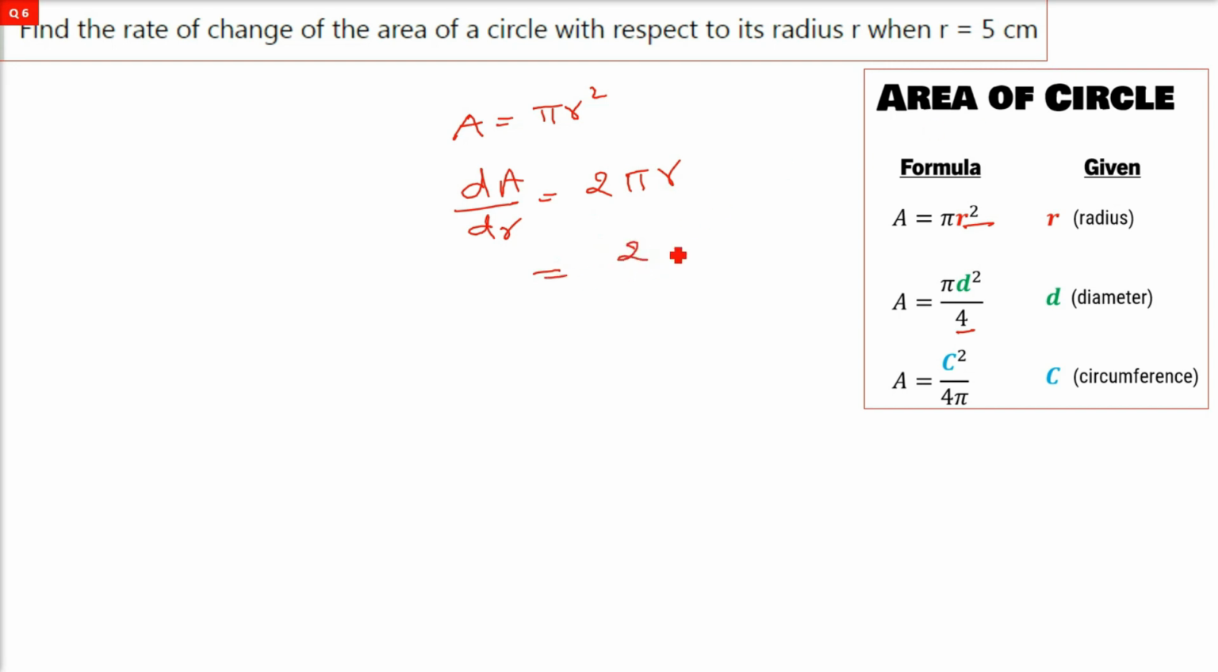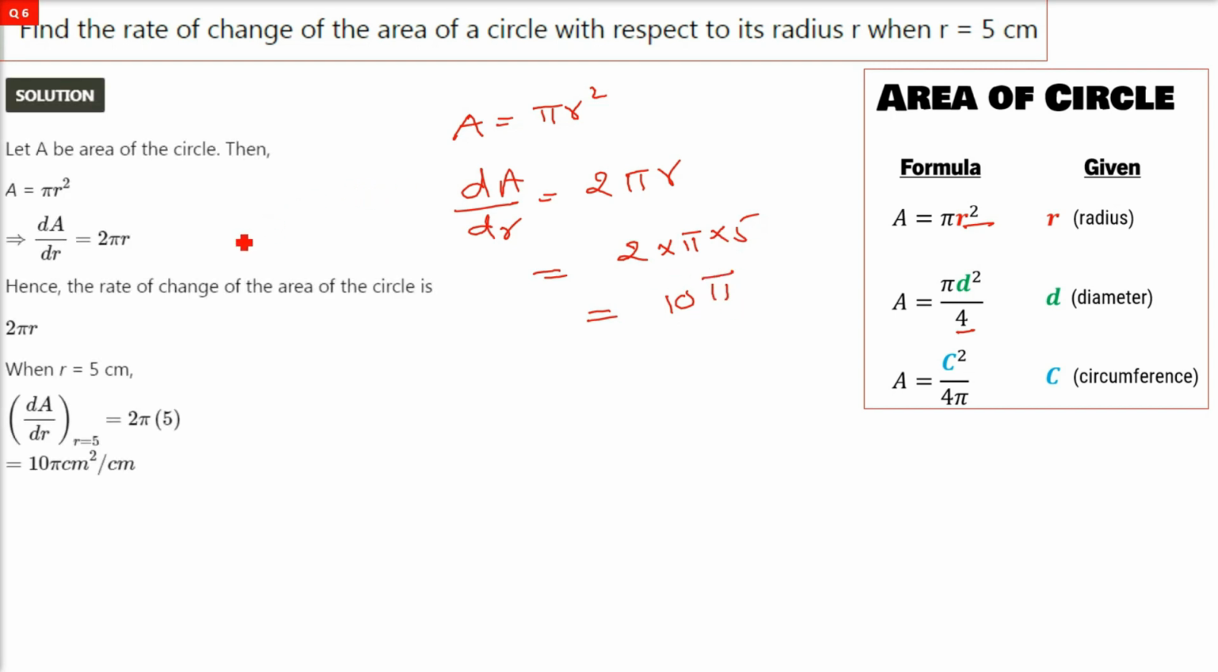r is equal to 5, so just put r as 5. That is going to be 10 pi. Please remember, you have to follow the units being given. So it's 10 pi. That is the answer.